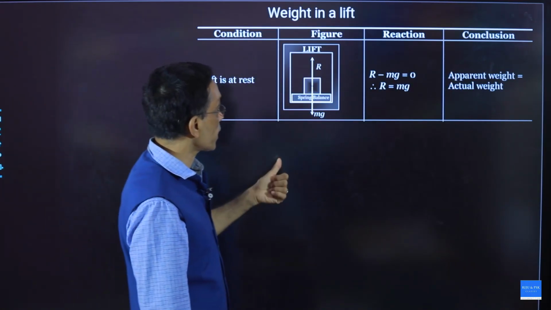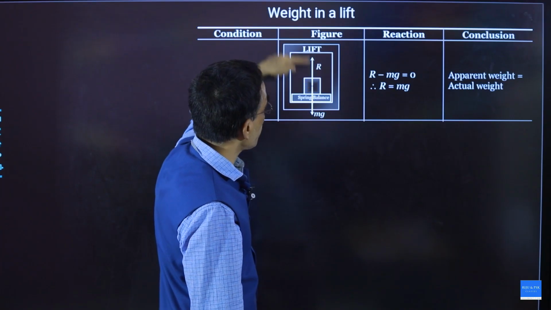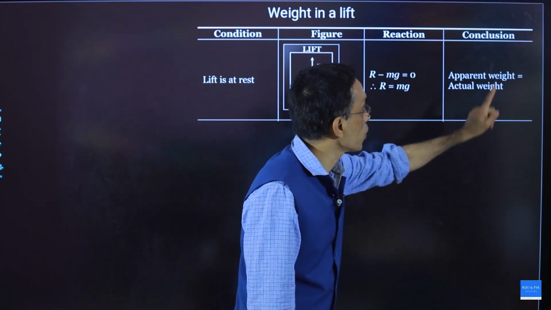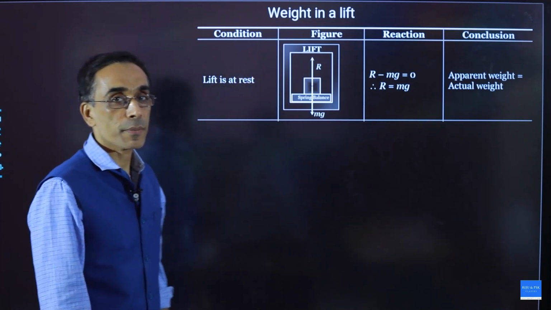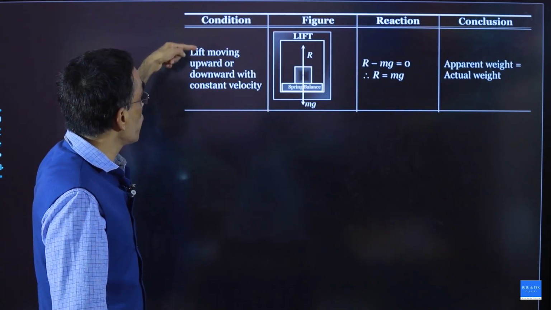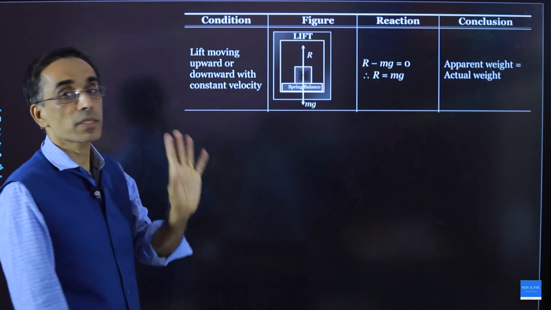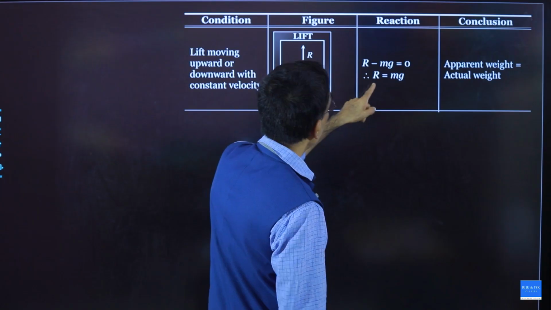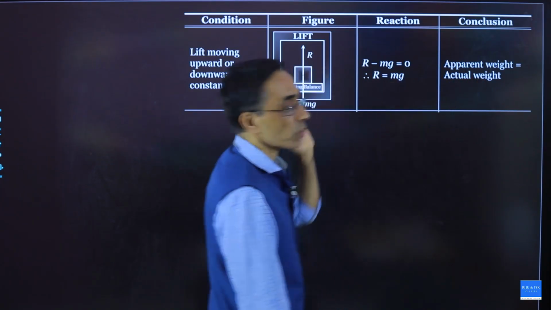If a lift is at rest, then the body's normal reaction and the weight will be equal, R equal to mg, apparent weight equal to actual weight or the real weight. When is it? When the lift is at rest. Lift is moving upward or downward with constant velocity. Constant velocity means no acceleration. Again, the condition is the same, R equal to mg, apparent weight equal to actual weight.